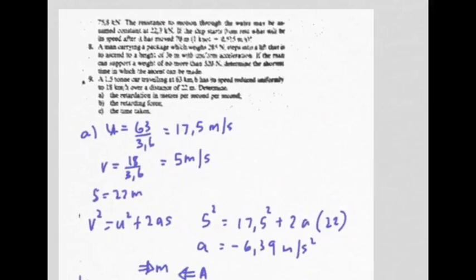So we have v at 5, u at 17.5, 2 times a times the distance 22 meters. To the right is obviously positive, and it comes out with a negative acceleration of 6.39 meters per second squared, which is the answer to A, the deceleration or retardation.